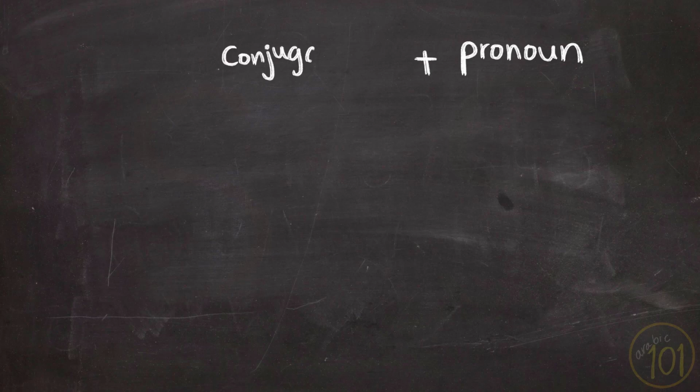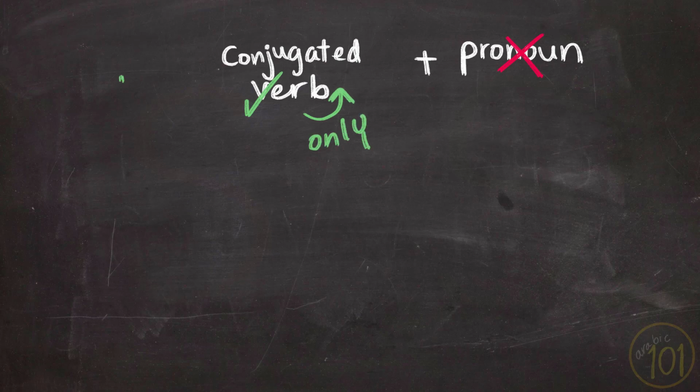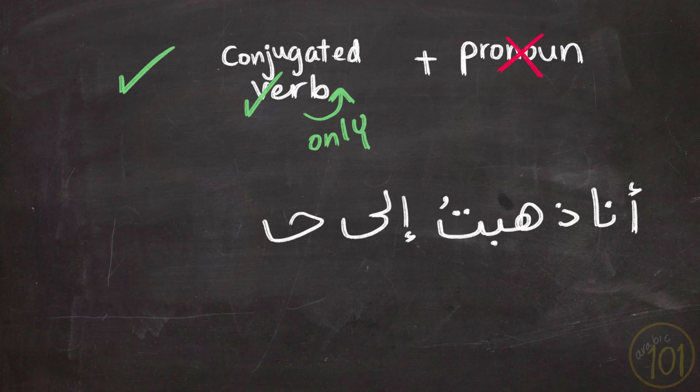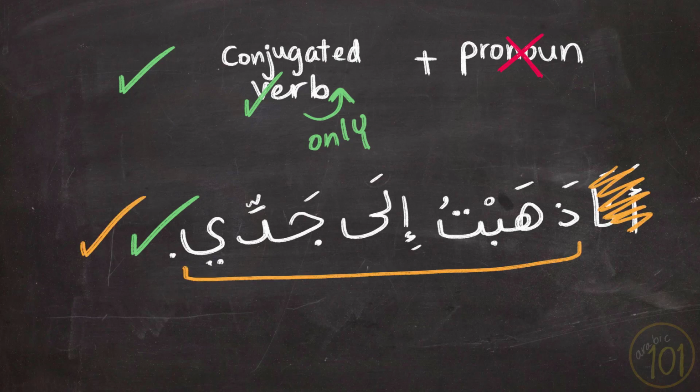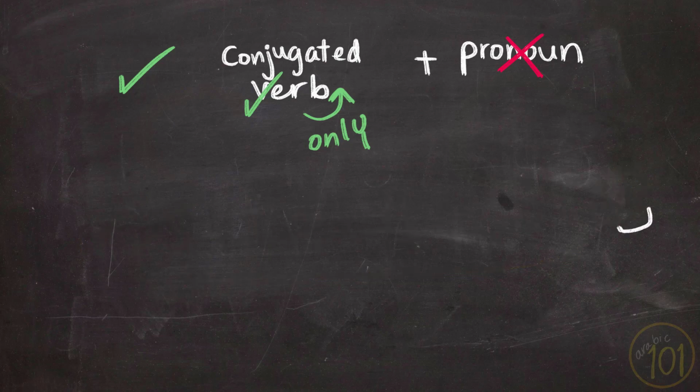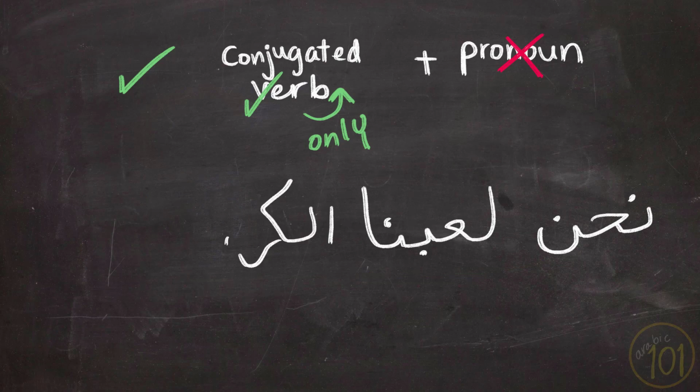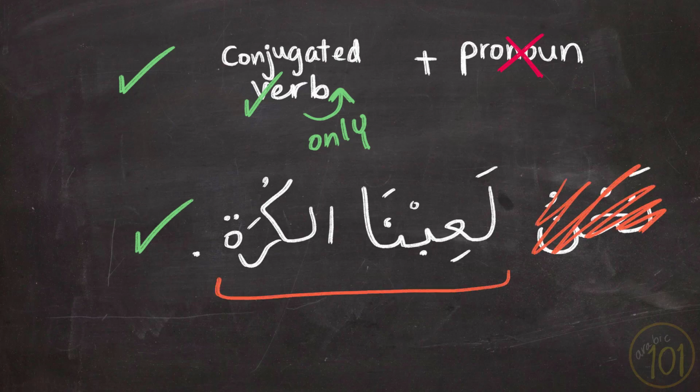One more important thing. Sometimes it is acceptable to keep the conjugated verb and remove the pronoun itself, and it would still give the same meaning, and it is not wrong whatsoever. So you can say أنا ذهبت إلى جدي. And this means I went to my grandfather. But you can also say the exact same sentence just by saying ذهبت إلى جدي. And it would still mean I went to my grandfather. Another example. نحن لعبنا الكرة. We played football. Or you could just simply say لعبنا الكرة.